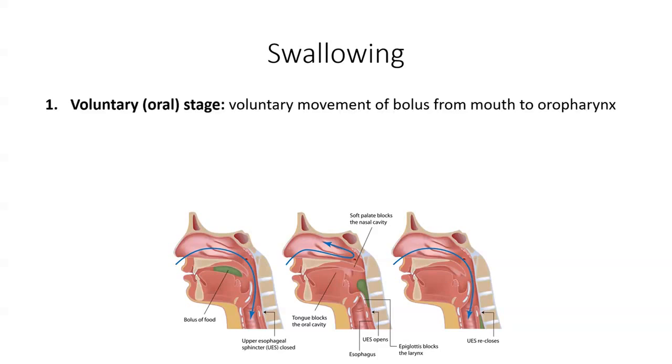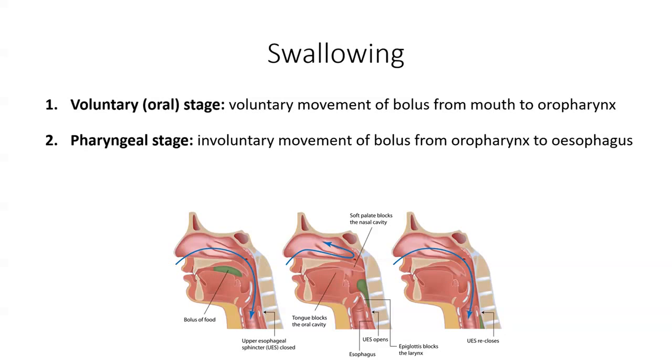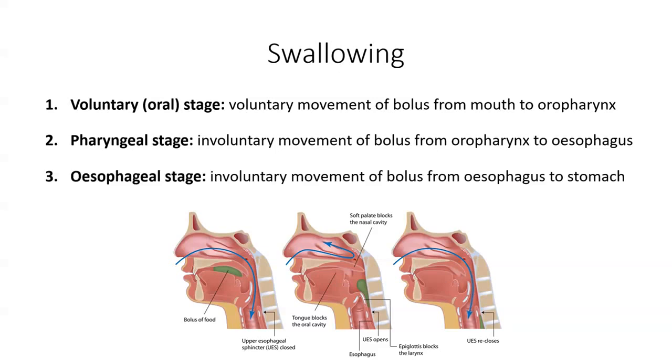We have the voluntary phase, which you might also read as the oral stage. This is when the bolus of food is passed from the mouth into the oropharynx. We have the pharyngeal stage, which involves the involuntary movement of the bolus through the pharynx into the esophagus. And then the esophageal phase, which is where the bolus of food moves from the esophagus into the stomach.